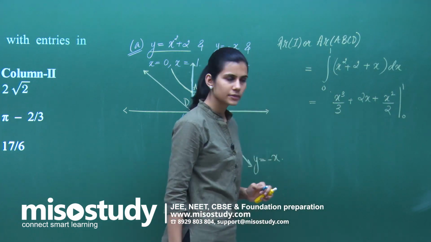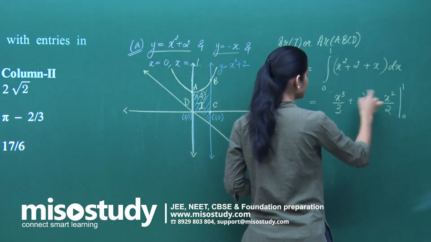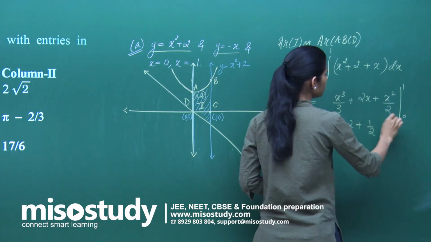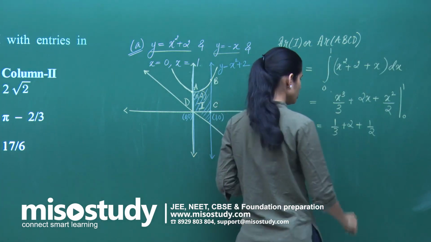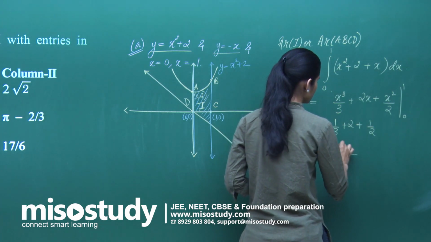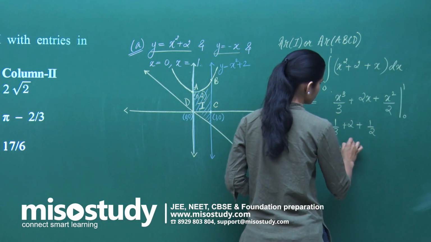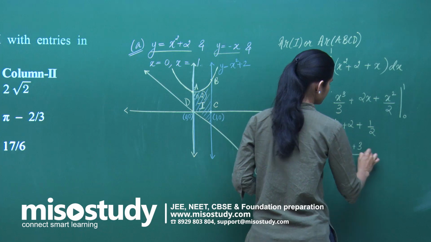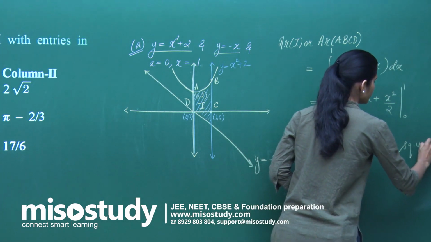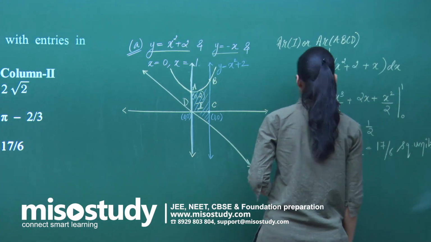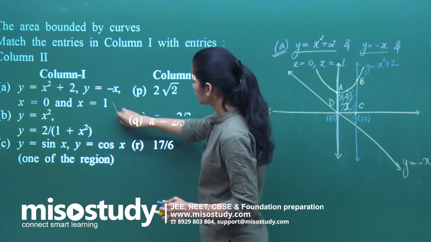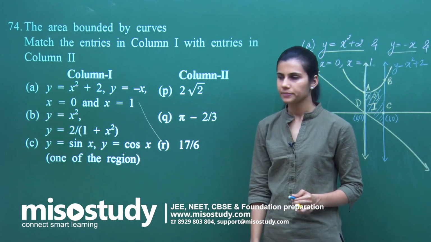What do you get? 1 by 3 plus 2 plus 1 by 2 minus 0. So you get 6 here. So you get 2 plus 6 into 2 is 12 plus 3, which gives you 17 by 6 square units. So the very first figure's area has come out to be 17 by 6 square units. So A gets matched to R.